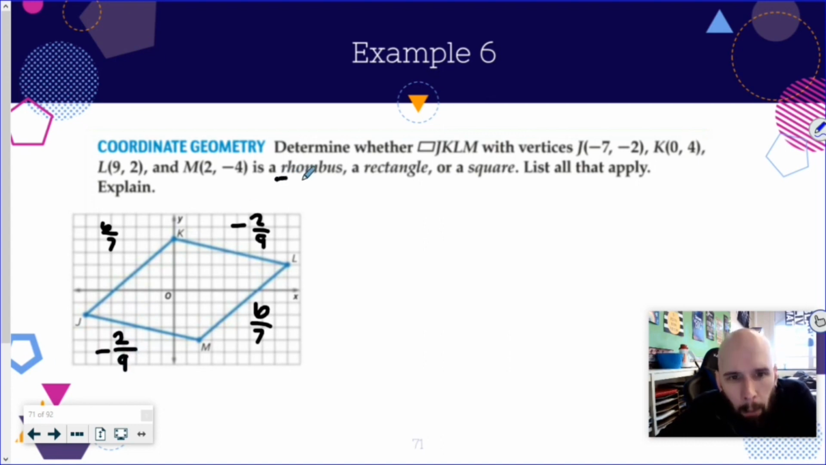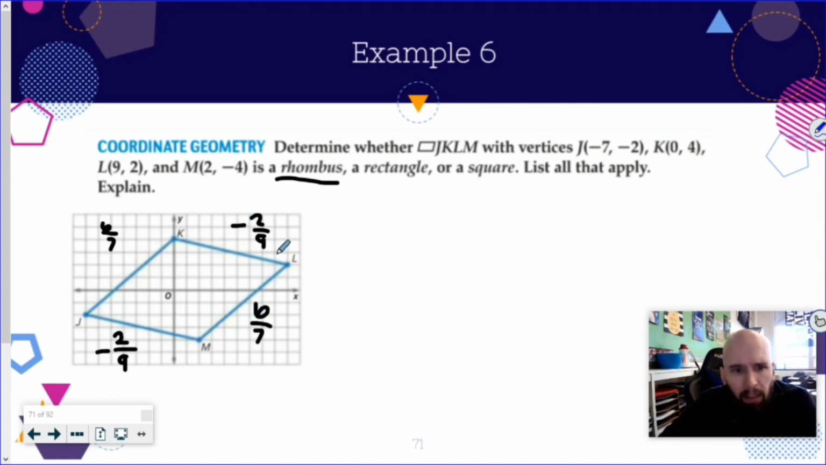Now, what makes a rhombus is all four sides have to be the same. This is where it gets annoying. In order for all four sides to be the same, we need to use the Pythagorean theorem to determine if that side... Now, I know these two sides are the same, and these two sides are the same. But are all four sides the same?